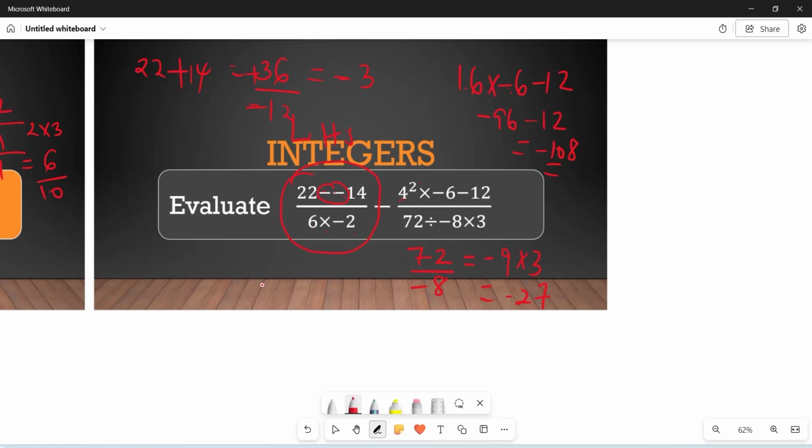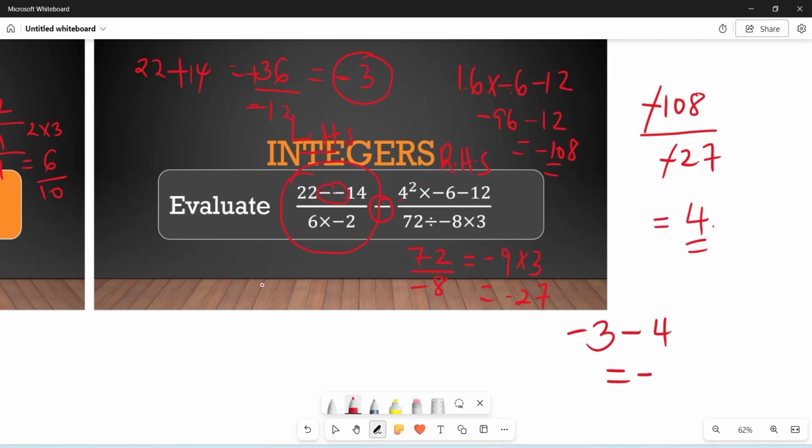So what we're going to do here is divide negative 108, the numerator, by negative 27, the denominator, and if you divide 108 by 27, we get 4. Therefore the result of the right hand side is 4. The result of the left hand side is negative 3. So we have negative 3, and in between them we have minus, so minus 4. What's negative 3 minus 4? That gives us negative 7.